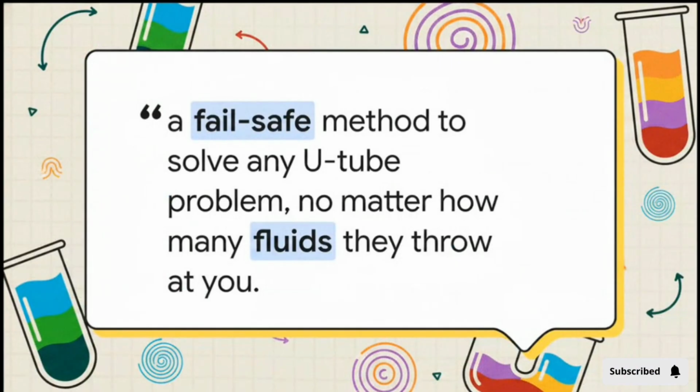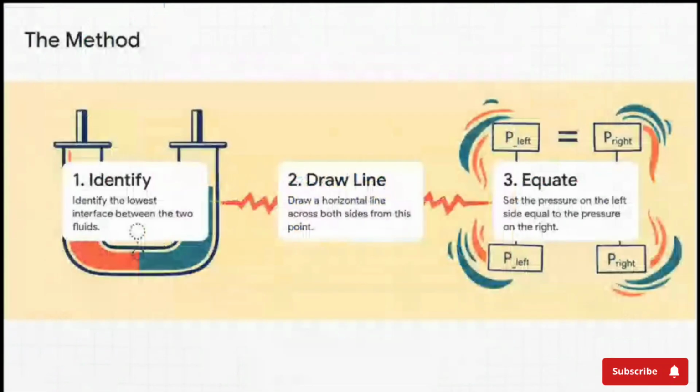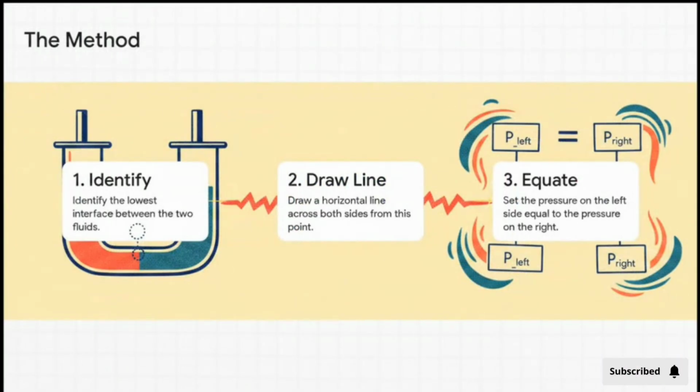Today, in the final lecture of our Unit 8 series, I am going to show you the equal pressure line trick, a fail safe method to solve any U-tube problem, no matter how many fluids they throw at you. If you have followed the playlist this far, you are ready for this.